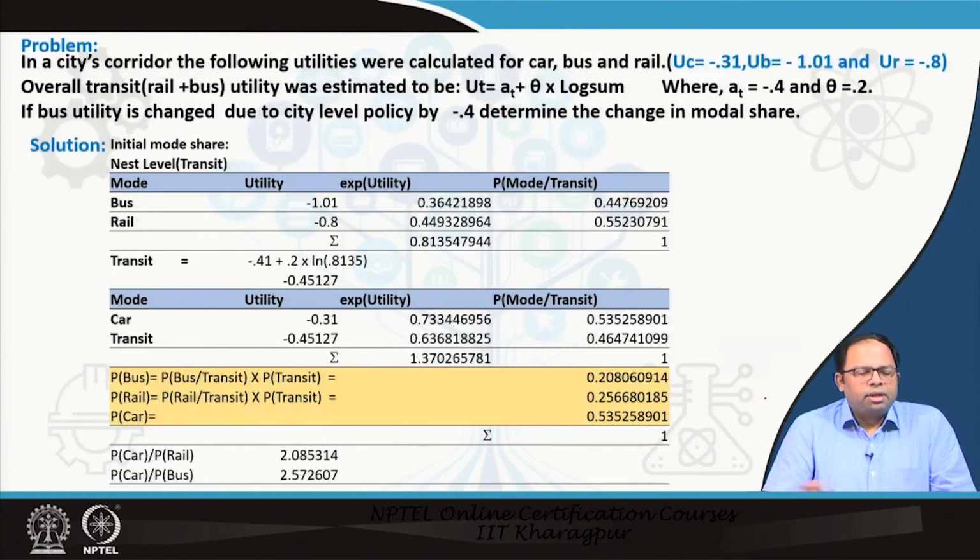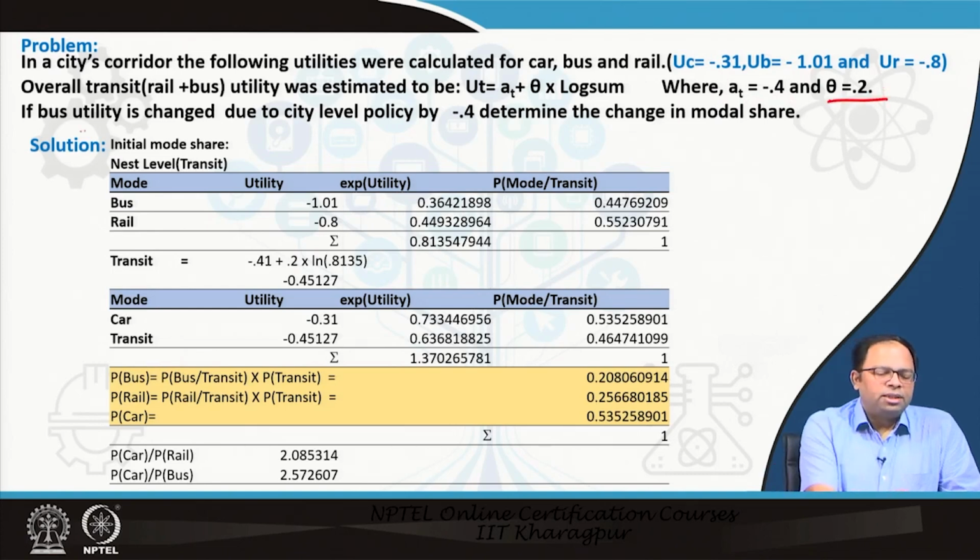So, let us look at an example. In a city's corridor, the following utilities were calculated for car, bus and rail, where utility of car is minus 0.31, utility of bus is minus 1.01 and utility of rail is minus 0.8. And overall transit, that is rail and bus utility, was estimated to be UT is equal to AT plus theta into log sum. This is the same way that we have just explained, where AT is the bias, and we have not taken any other variable in this equation. AT is equal to minus 0.4 and the log sum parameter is given as 0.2.